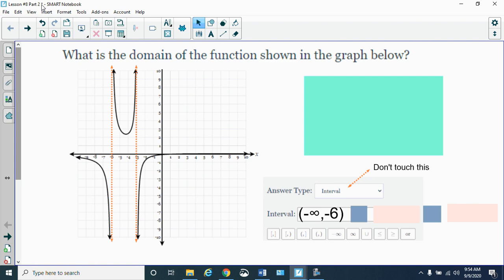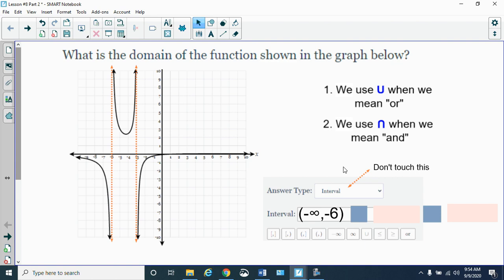So the first part we describe leads up to that first vertical asymptote. That's -infinity to -6. And then we talked about how we use U when we mean or, and with domain we have to use U because x can either be -infinity to -6, or x could be the next group. Now let's look at the next group. There's no value of the graph when x is equal to -6. But there is a value for the graph all the way from -6 to -3. And so we're going to write that as from -6 to -3. When x is from -6 to -3, there is a value for y.